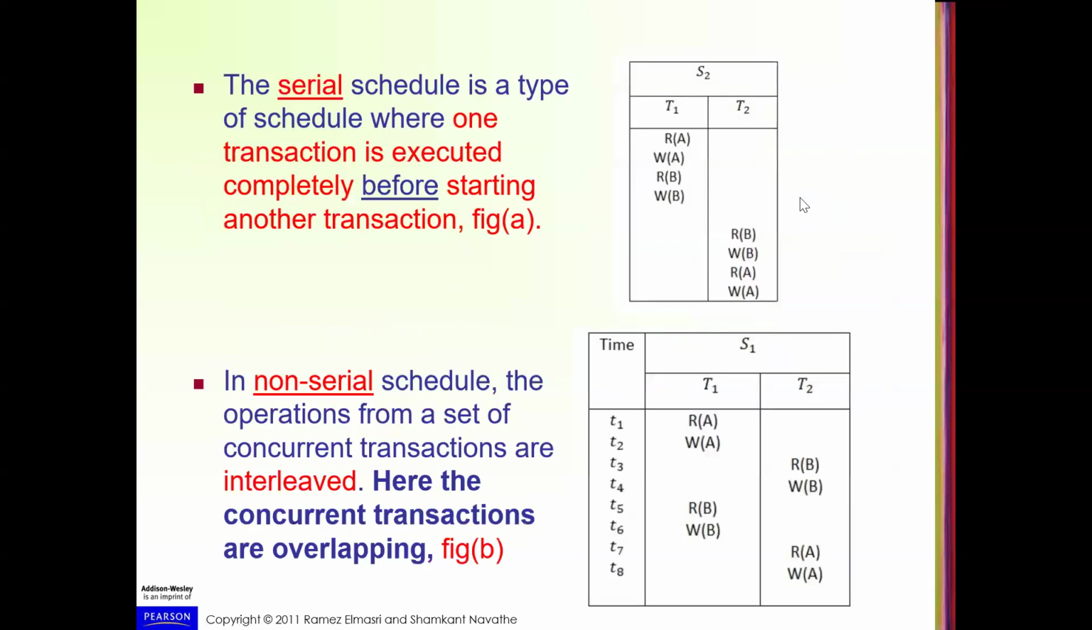Okay, that's it. Now let us understand the serial and non-serial once again with the aid of transactions S1 and S2. I will say that S2 is a serial schedule. I will say that S1 is a non-serial schedule. What do we mean by this? It means that there are two transactions in schedule 2, and two transactions in schedule 1.